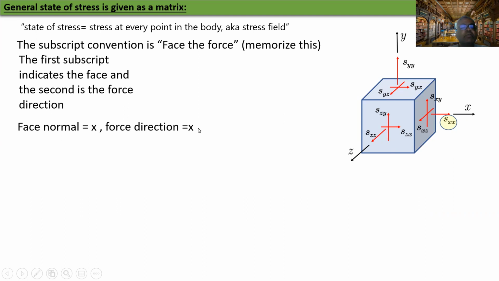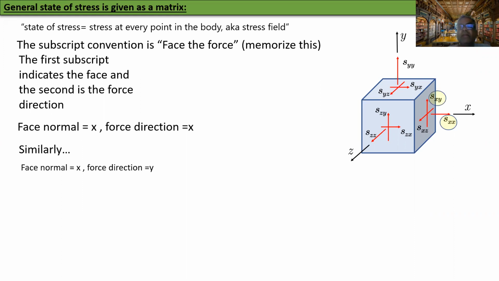Now, if you look at the first one, I have marked it. Face normal is x, the force direction is x. That is called Sxx. Some people will use T, some people will use S, some people use sigma. So there are three possibilities: people can use capital T, people can use S, people can use sigma. You should just be comfortable with any of them.